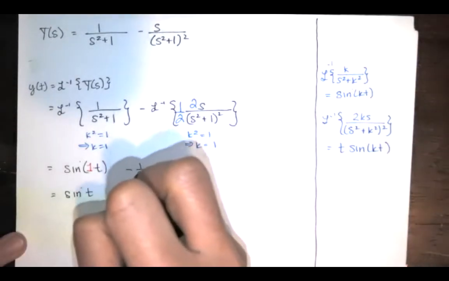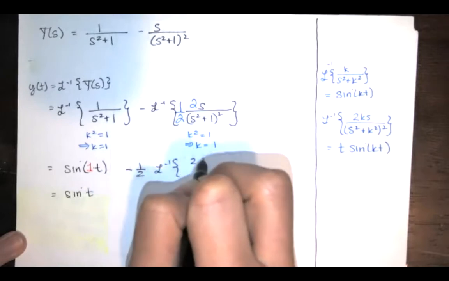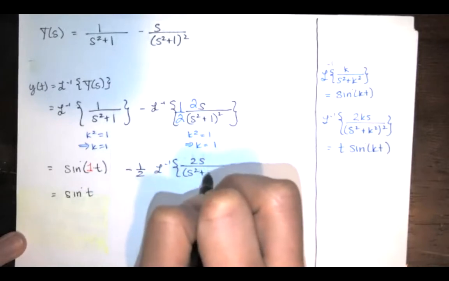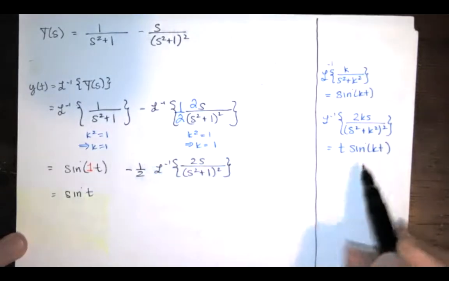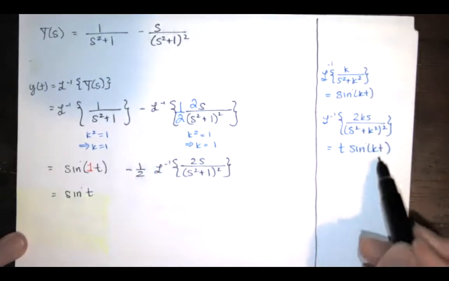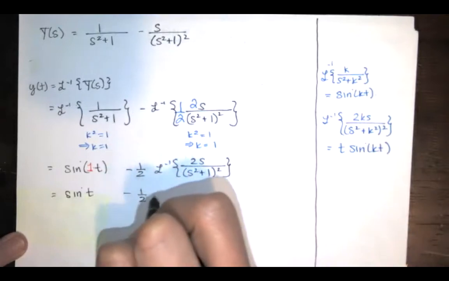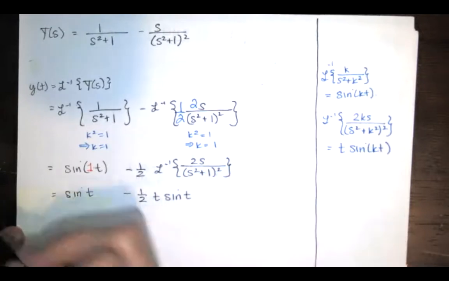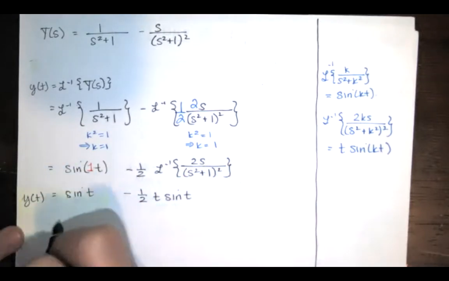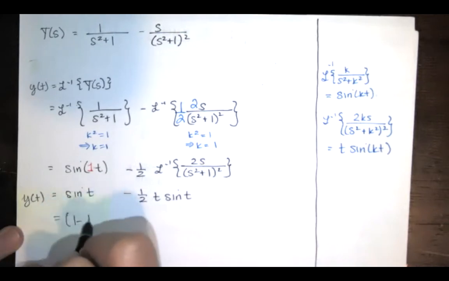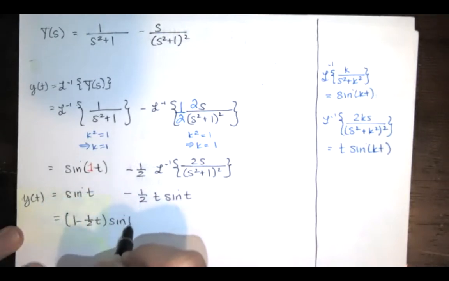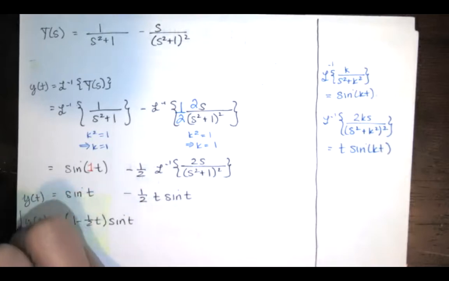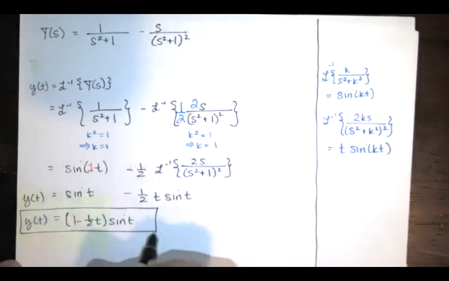So we'll bring the 1/2 out. You take the inverse transform of this piece, which is, according to this, t times sine of kt with k equals 1. So we'll have 1/2 times t times sine of 1t, which is just sine of t. So this is our y of t. If you want, you can factor out the sine of t. So you have 1 minus 1/2 t times sine of t. It's not necessary, but you can do it. And that is a solution of our integral differential equation. So let's go through the method again. It's actually pretty simple.